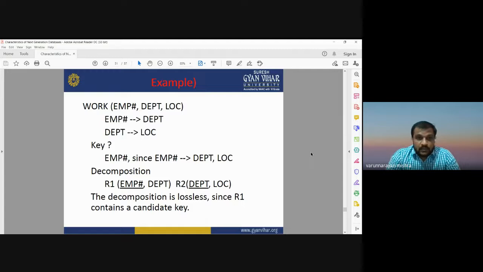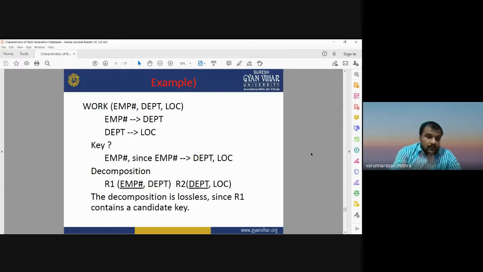This is another example of how we can work on the decomposition process on a table. This is a table having employee number, department number, and location. There are functional dependencies from employee number to department number and location. So the key is employee number, since employee number has functional dependencies to department and location.